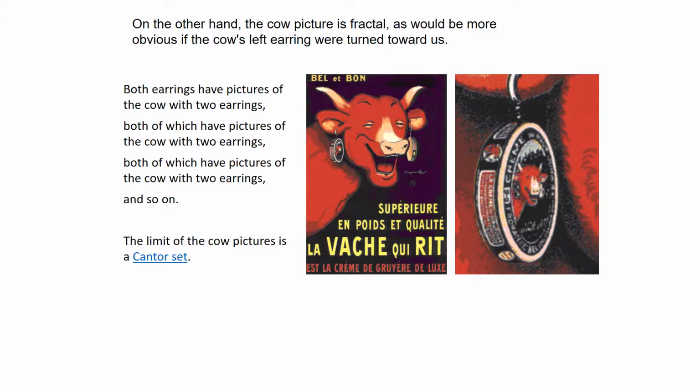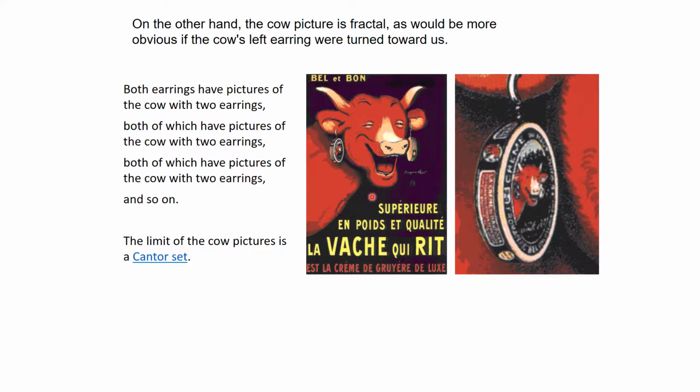Now, on the other hand, this is another advertisement, of French cheese. And you see this cow picture. This is a laughing cow, from whose milk the cheese has been made and is being sold in the market. It is wearing 2 earrings. On each earring, the same picture is printed. So that means one cow, and on the earrings there are 2 cows at this scale. Now, if you go to a further smaller scale, each cow will have 2 earrings. So 1, 2, 3, 4 cows. Then at another scale you will have 8 cows and so on.